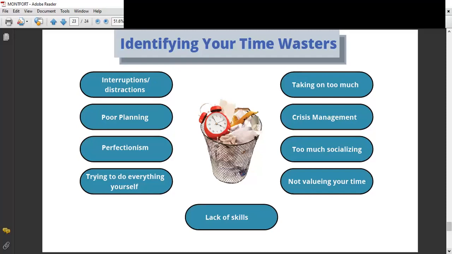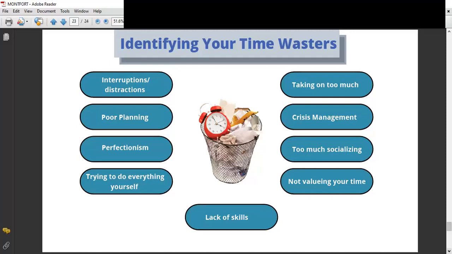Taking on too much. Yes, I will do everything, all the work you give to me. I will keep it on my head, but I will not do anything. Crisis management. When we don't manage our time, we come to this point. Too much socializing. Yes, when we work, it's good to work in groups, I encourage that. But too much socializing is not good, because when we sit together, instead of focusing on our work, we talk more.